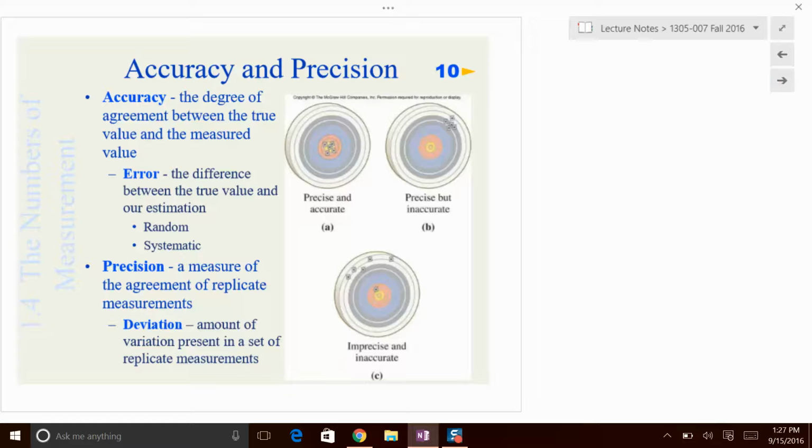Here we can see that you hit the bullseye with lots of precision. So that's precise and accurate. Here you didn't hit the bullseye, but your data is all in the same area. That's just precision, but it's inaccurate. Here you're just all over the place. You're imprecise and inaccurate.